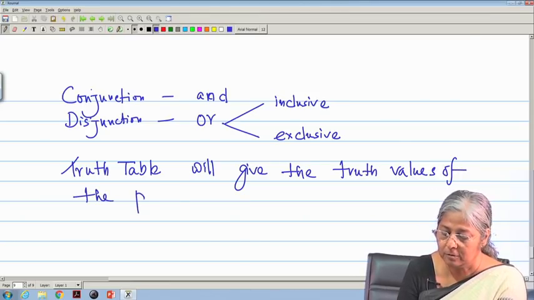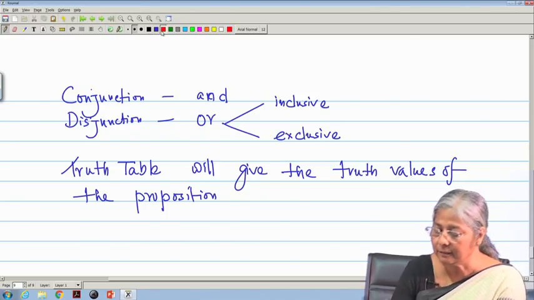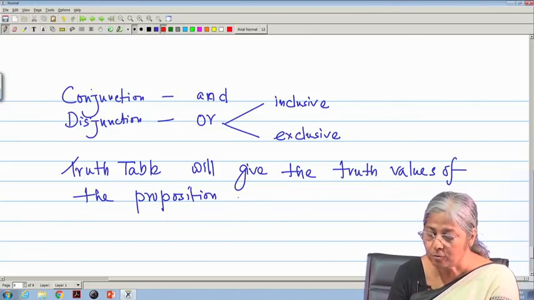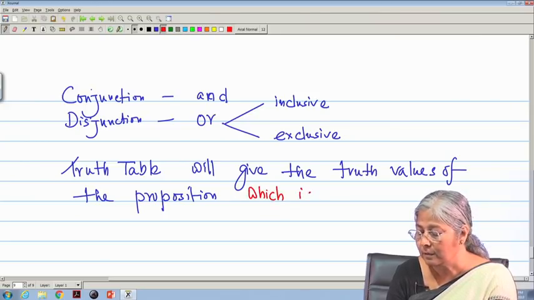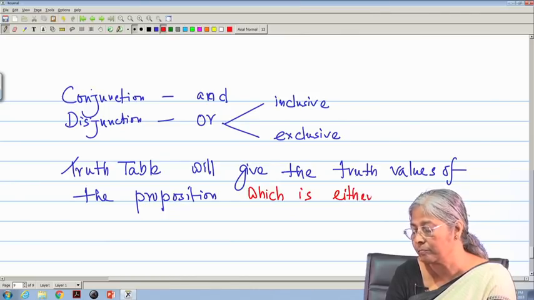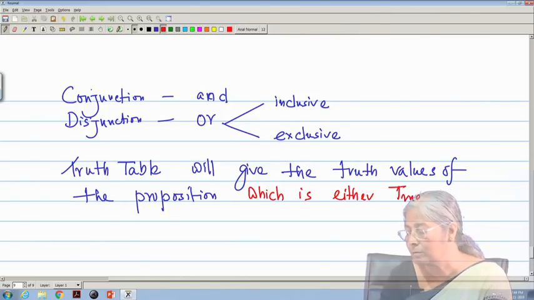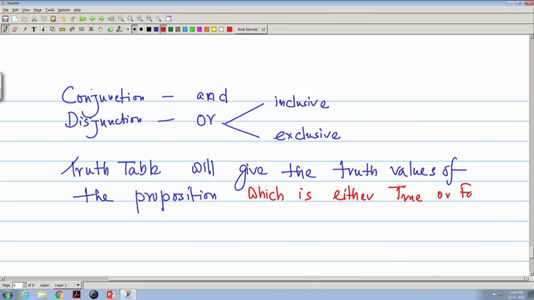of the propositions, which are either true or false. We denote true by T or 1, and false by F or 0.